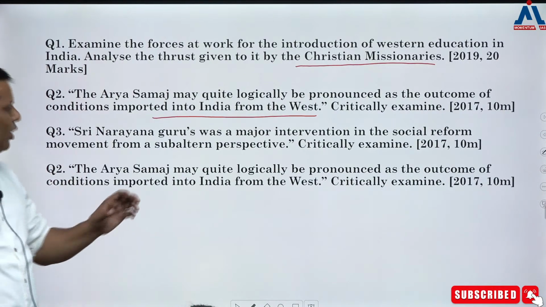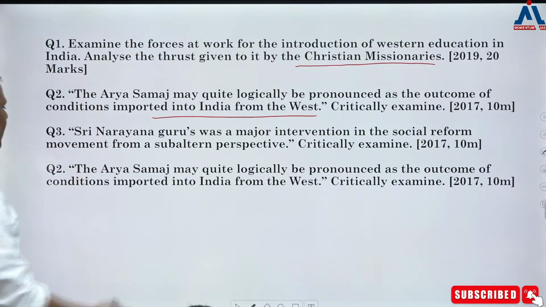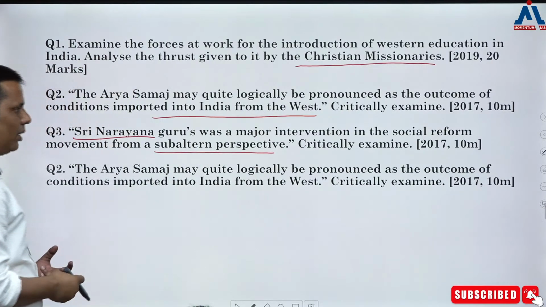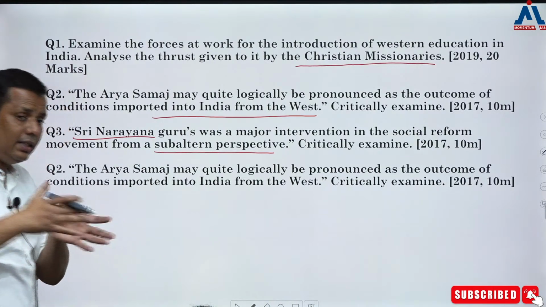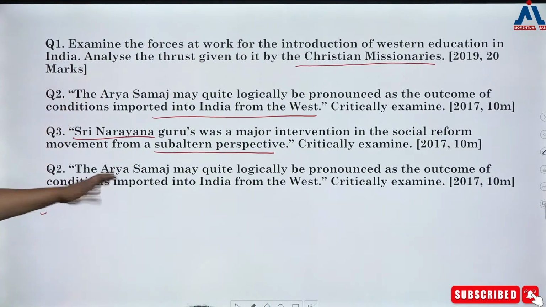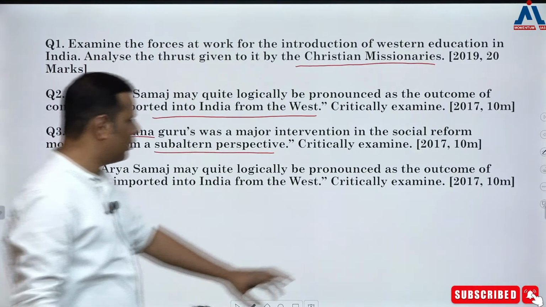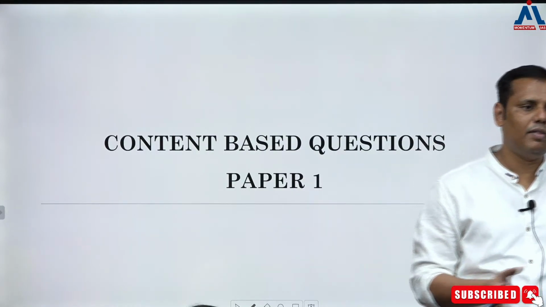So you might have heard of Arya Samaj, right? Sri Narayan Guru, right? Okay, this question was asked in 2017, and it's basically with the subaltern perspective that this question has been asked. So now this is something related to the changing historiography in the last couple of years. The Arya Samaj may quite logically be pronounced as the outcome. Okay, this is the repeated question. So this is how you can find the questions are being asked from the periphery also.